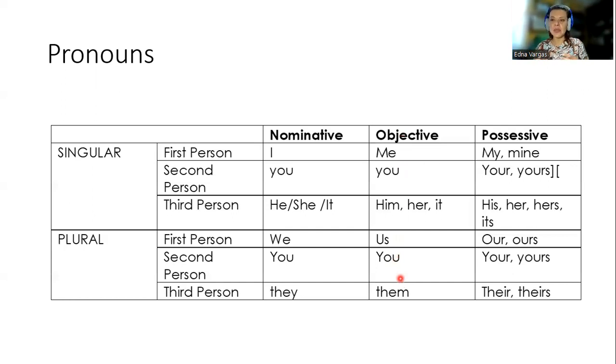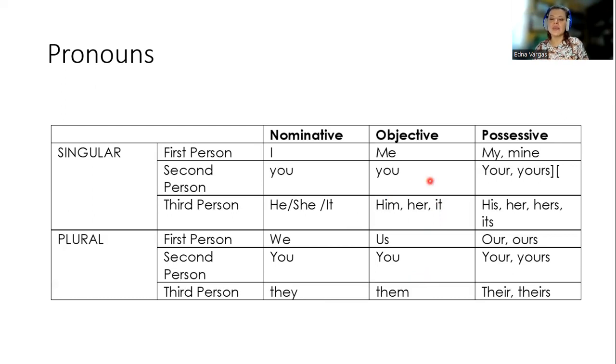So every time that we have a subject, we have to be careful if we are using pronouns before the verb. We are going to use I, you, he, she, it, we, you, they. But if we are using pronouns after the verb, we are going to use me, you, him, her, it, us, you, and them. Okay, now we also have possessives.